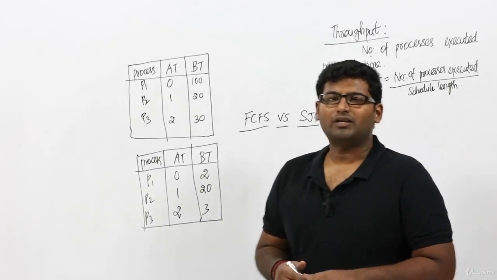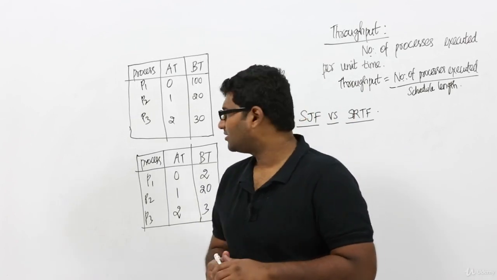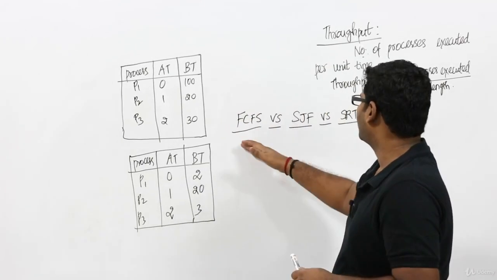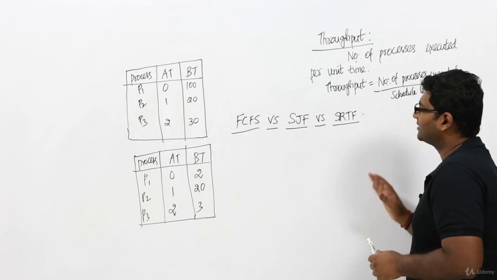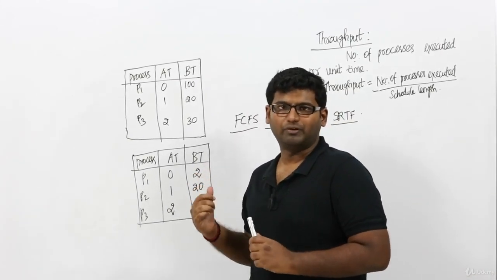Now let's see what is meant by throughput. We have already seen throughput, but anyway, let's see one more time. In accordance with FCFS, SJF, and SRTF, we are just comparing these three in order to understand the advantages and disadvantages of each one of them.